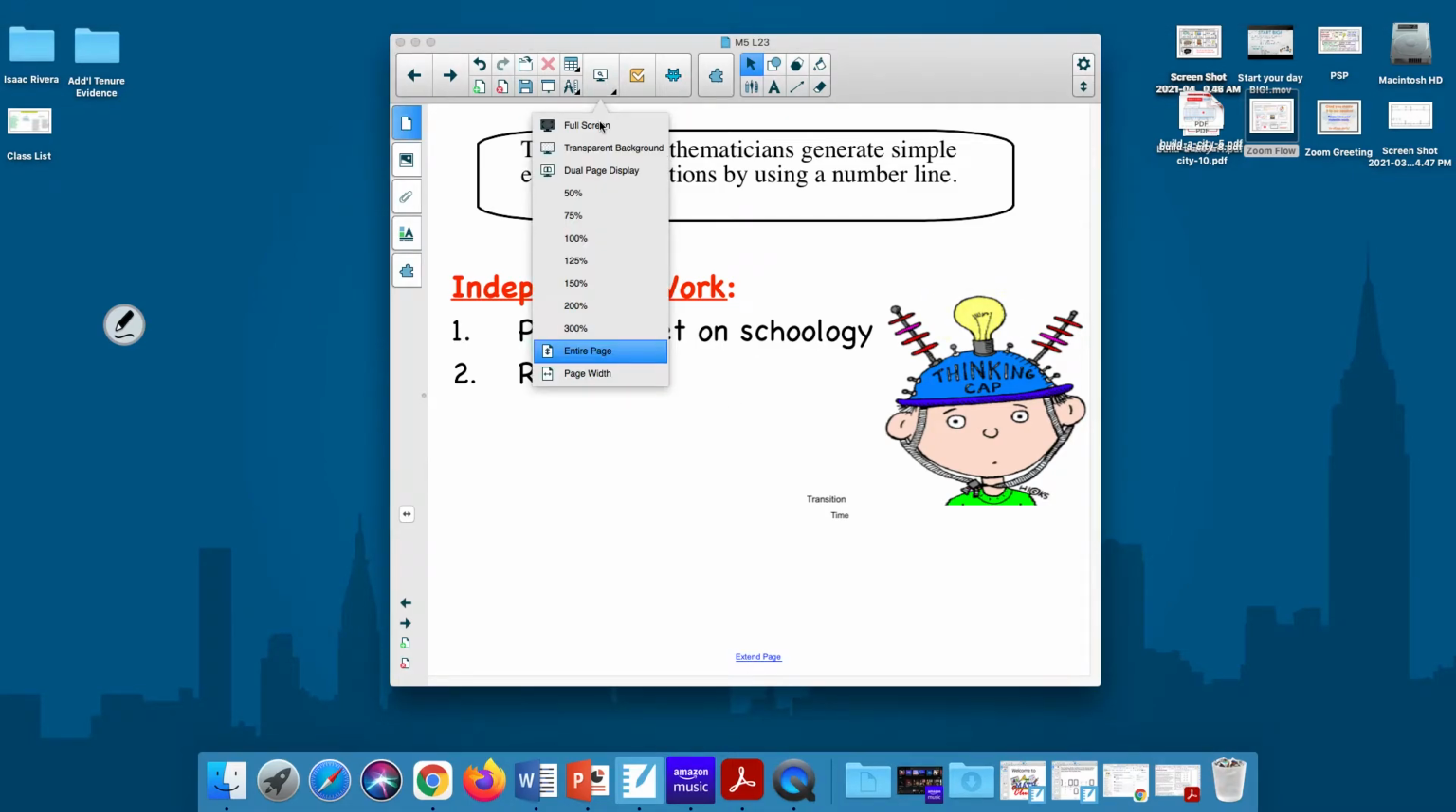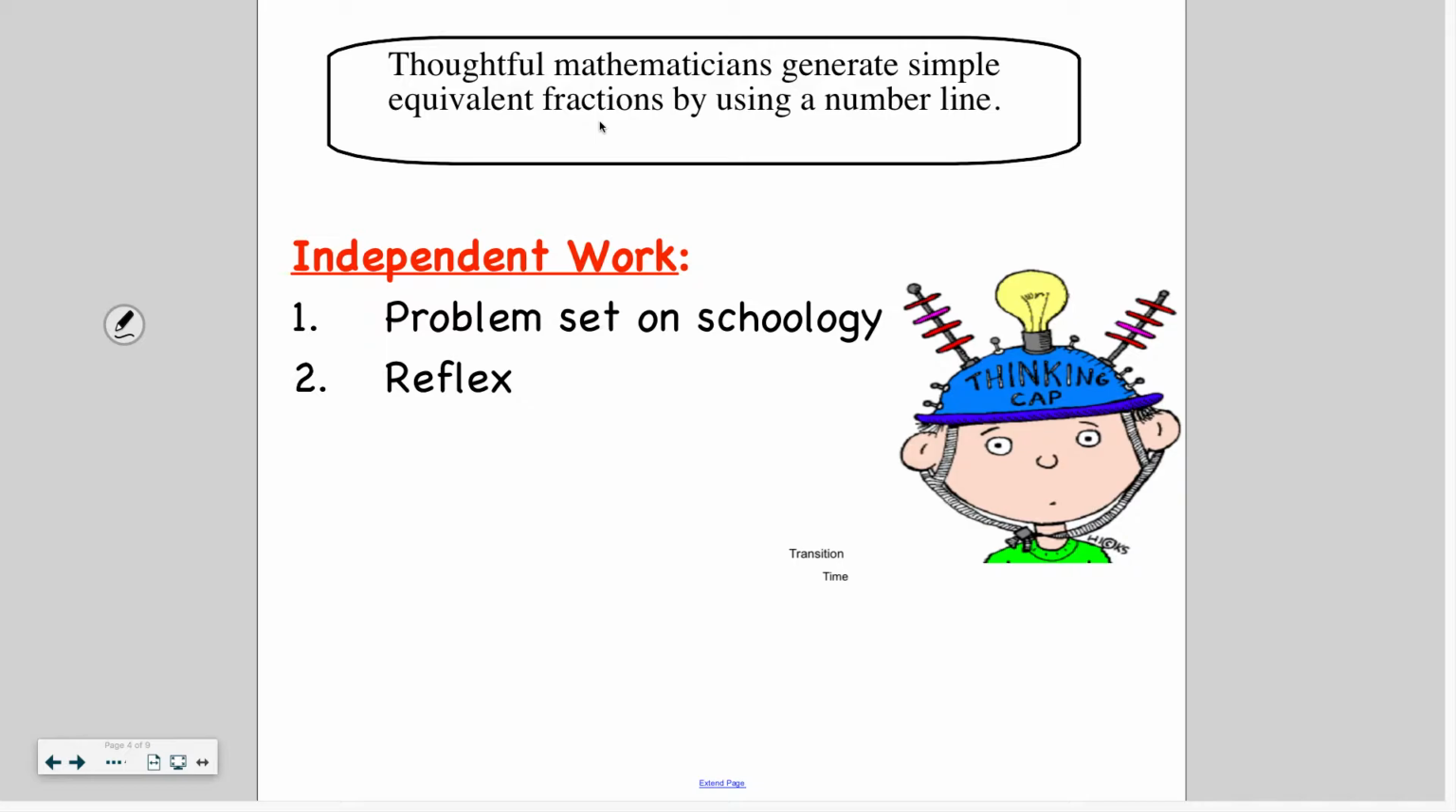Hi scholars, so today we're continuing to use number lines with fractions, or placing fractions on a number line. So let's look at our learning intention. Thoughtful mathematicians generate simple equivalent fractions by using a number line.